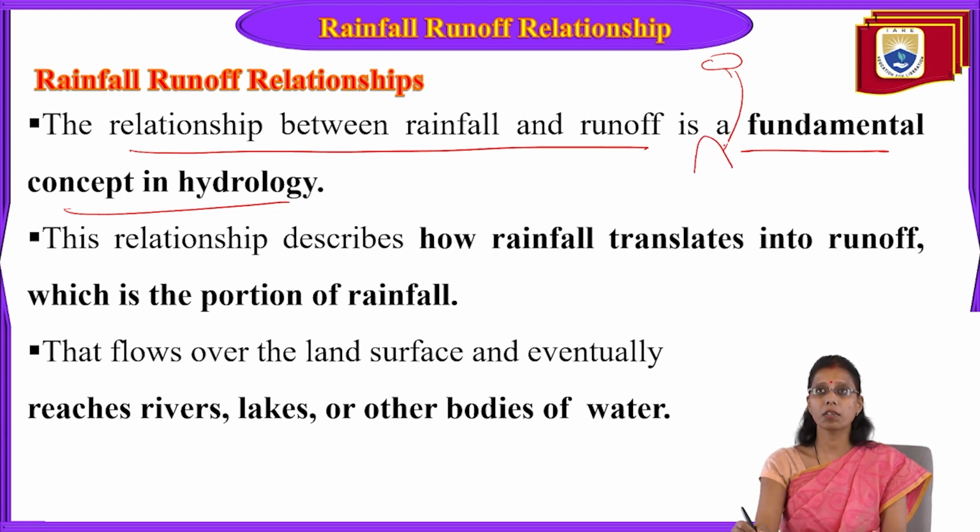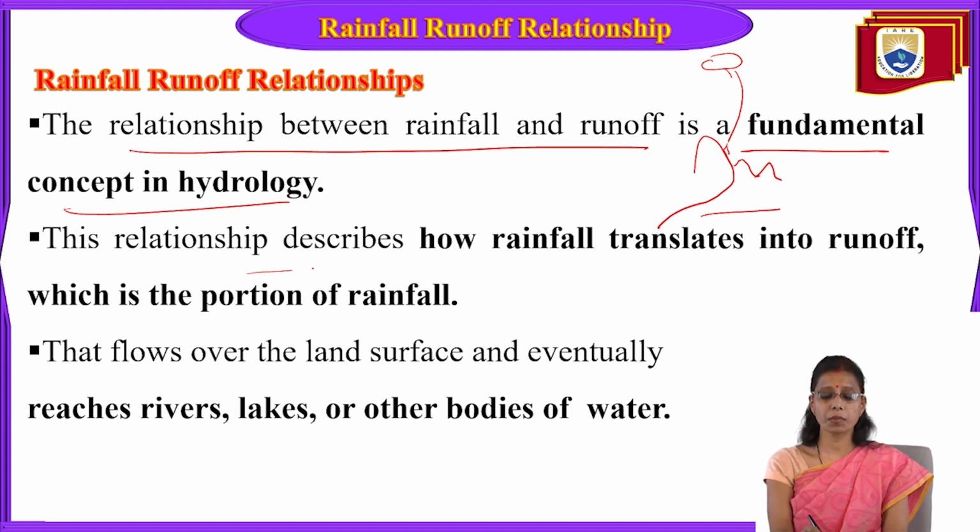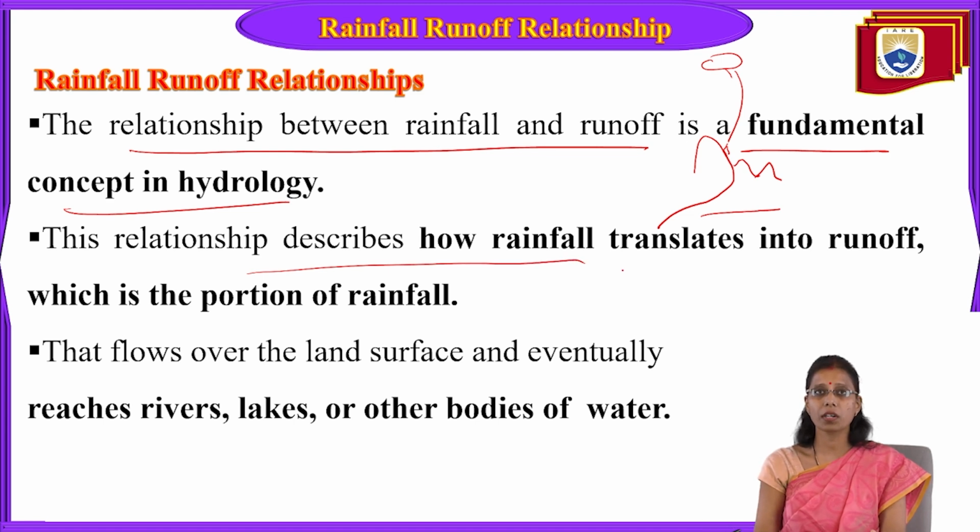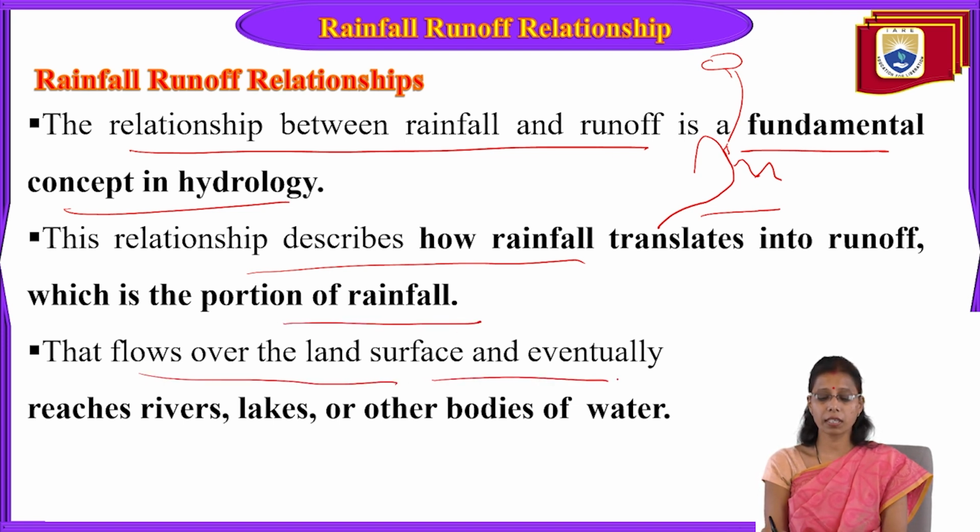Here we have a terrain like this. We have hills, we have slopes, we have plateaus. Based on this, the flow will be either fast or slow. Based on that, it will be decided. So it is a fundamental concept in hydrology. This relationship describes how rainfall translates into runoff, which is the portion of the rainfall that flows over the land surface and eventually reaches the rivers, lakes and other bodies.